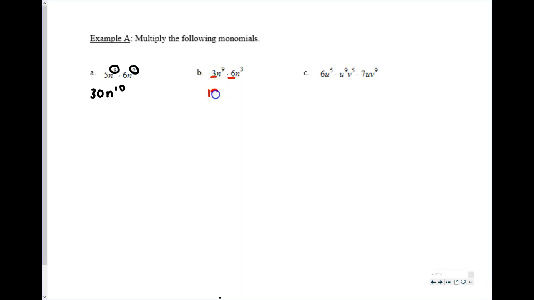3 times 6 is 18. I keep the n as a base. 9 plus 3 is 12.